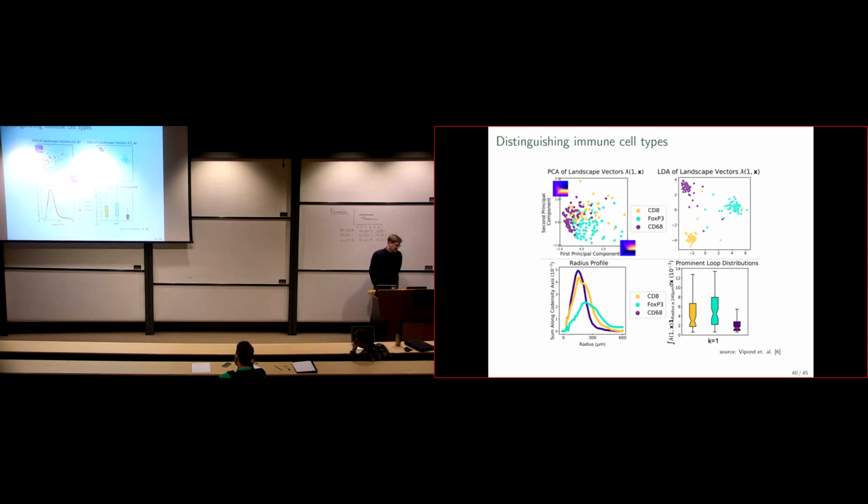So here you can see PCA and LDA plots of these vectorized persistence landscapes. And for the LDA plots, you can see how it clearly distinguishes between the different cell types.